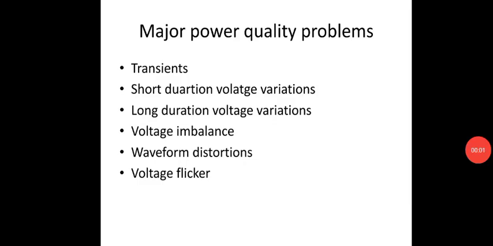In this class, we study major power quality problems. So, what are the major power quality problems? That is transients, short duration voltage variations, long duration voltage variations, voltage imbalance, waveform distortion, and voltage flicker. In this class, we study only 4 of these.